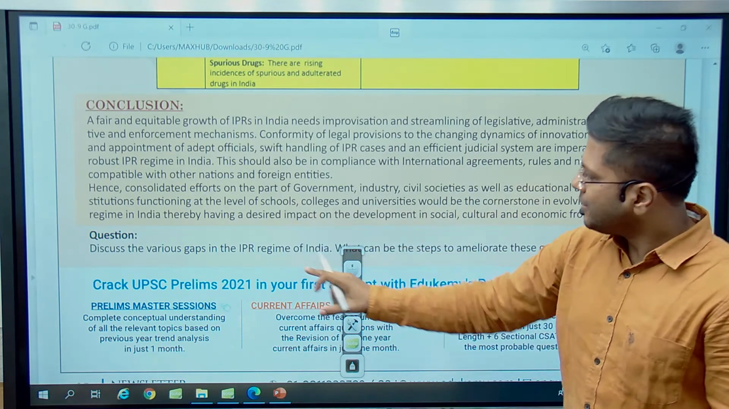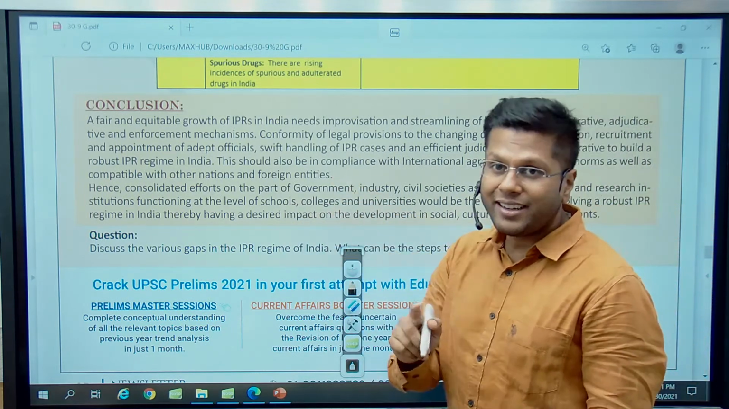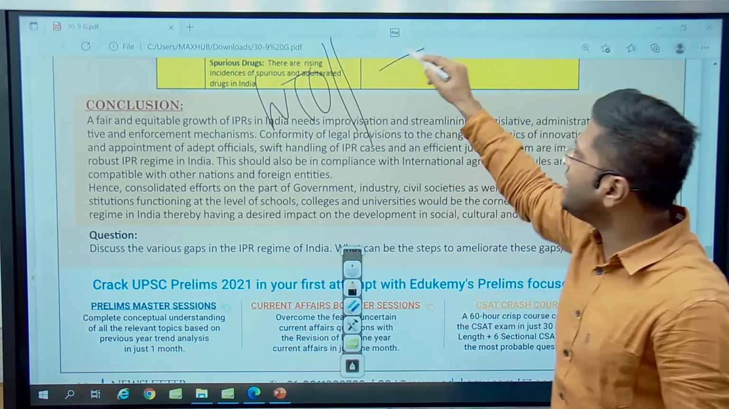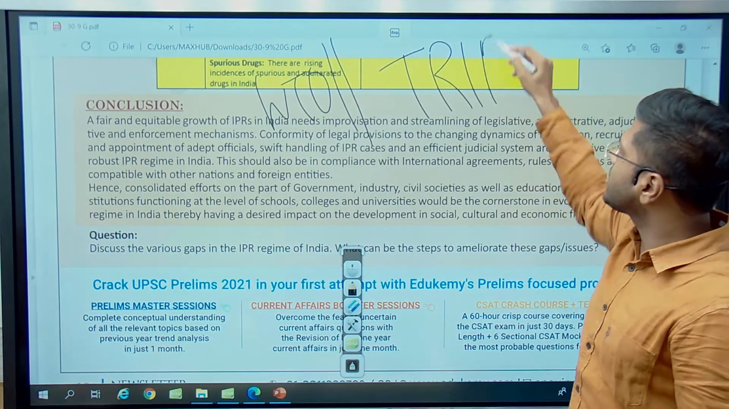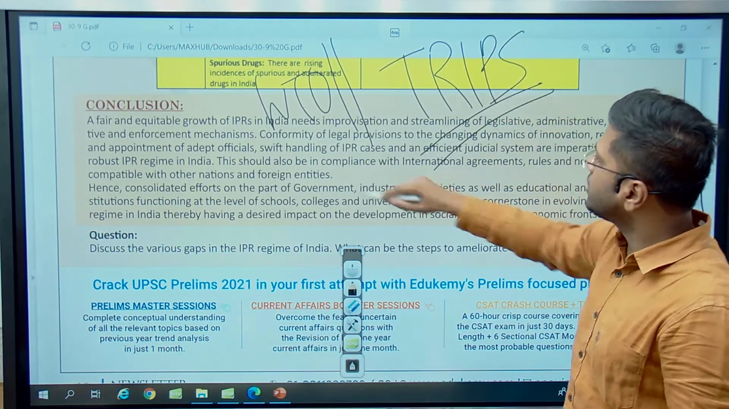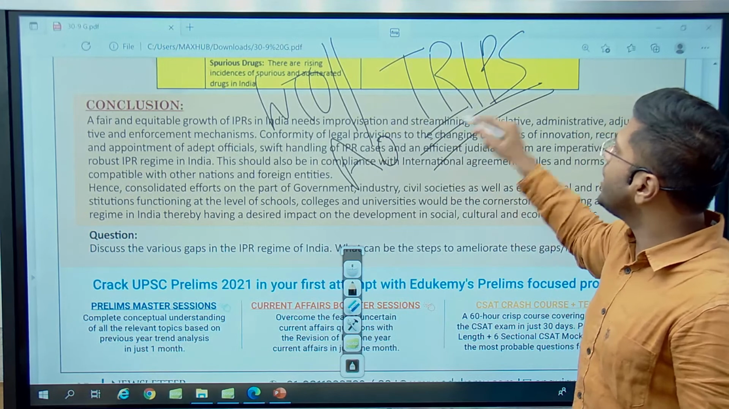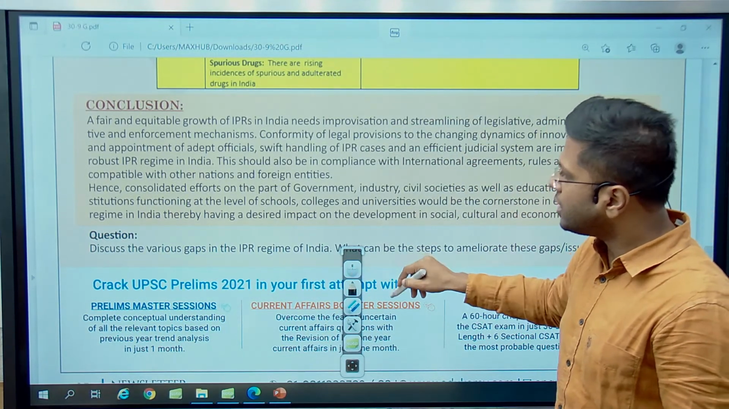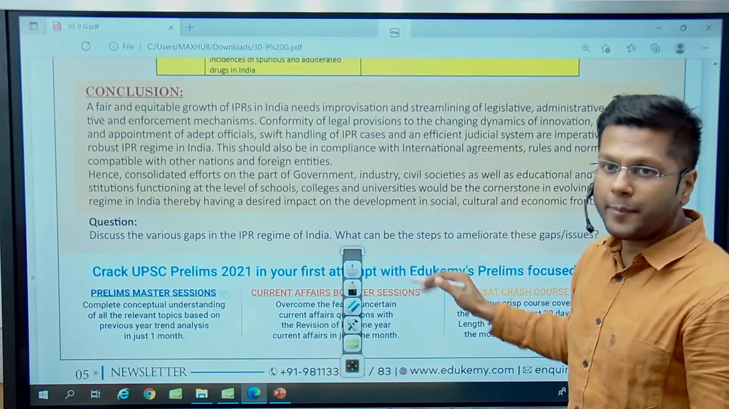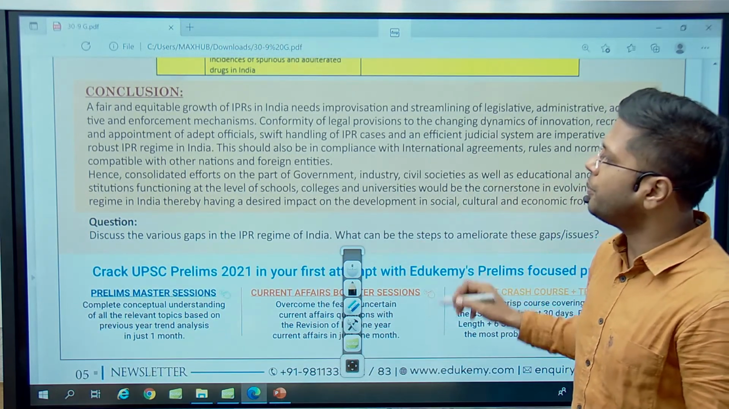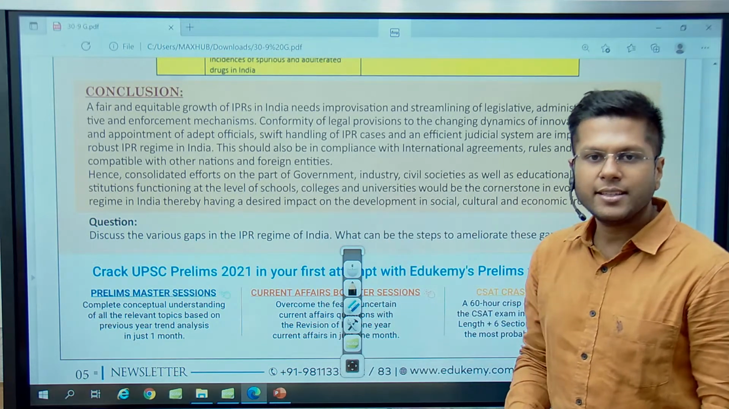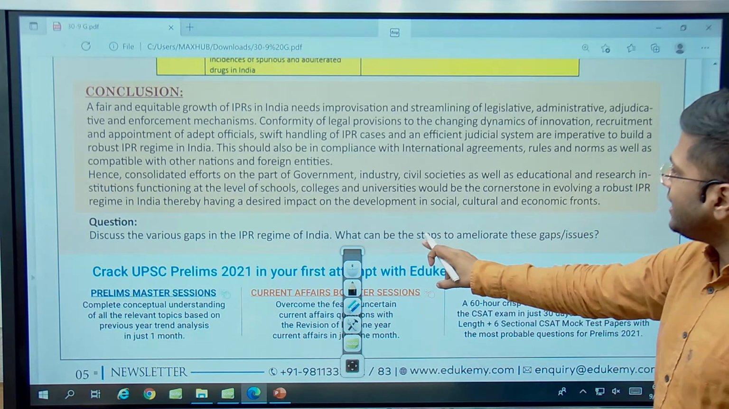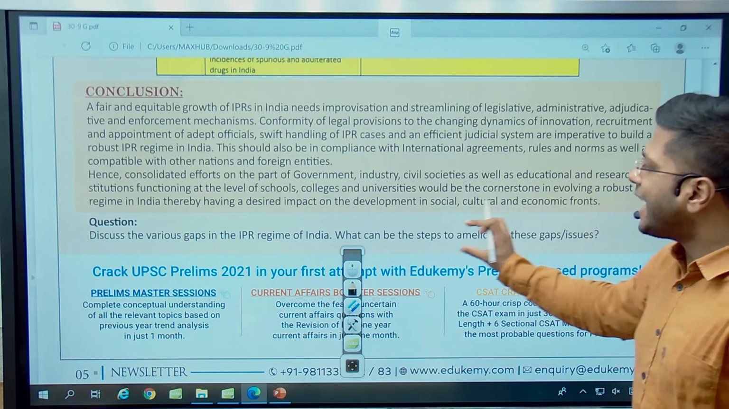The question says, oh, yes, before that, these are all protected under GATT and WTO, World Trade Organizations, TRIPS. What is TRIPS? So this is an agreement on trade related to intellectual property rights. This is how it is covered, right? So all the countries around the world, they are participants of TRIPS and they protect each other's intellectual property. The question based for today is, discuss the various gaps in the IPR regime of India. What are the steps to ameliorate these gaps or issues, right?